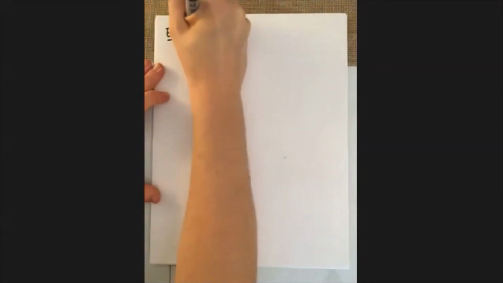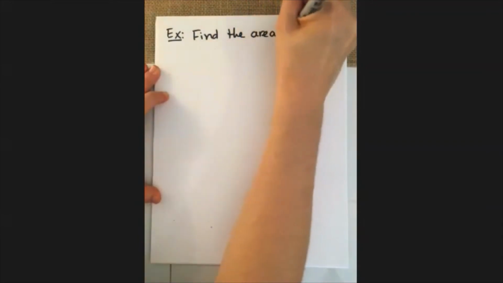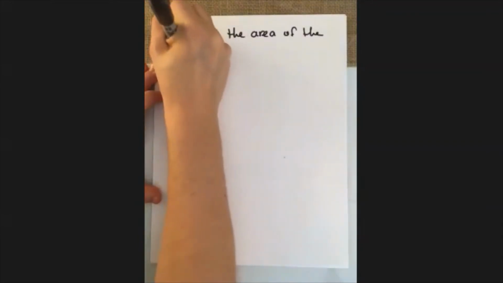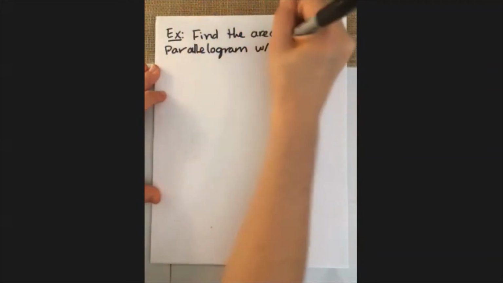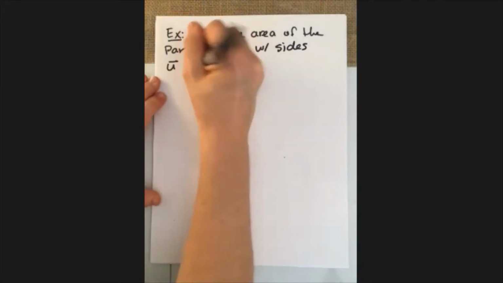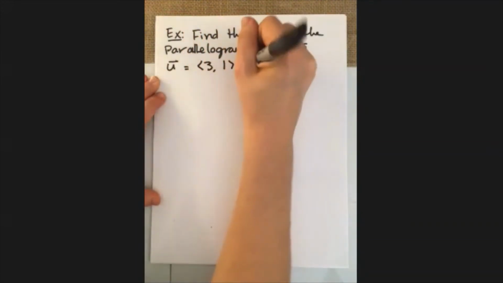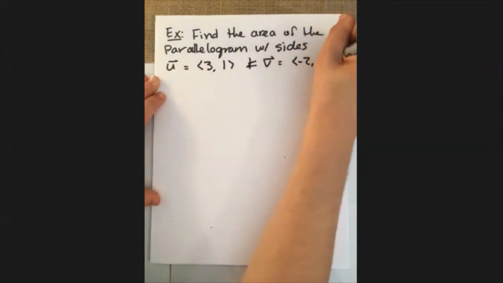Let's work a couple of examples. The first example that I'm going to do is going to be a parallelogram. So that's going to be our two-dimensional case. So we're going to find the area of the parallelogram with sides that are given by u equal to 3, 1, and v equal to -2, -4.